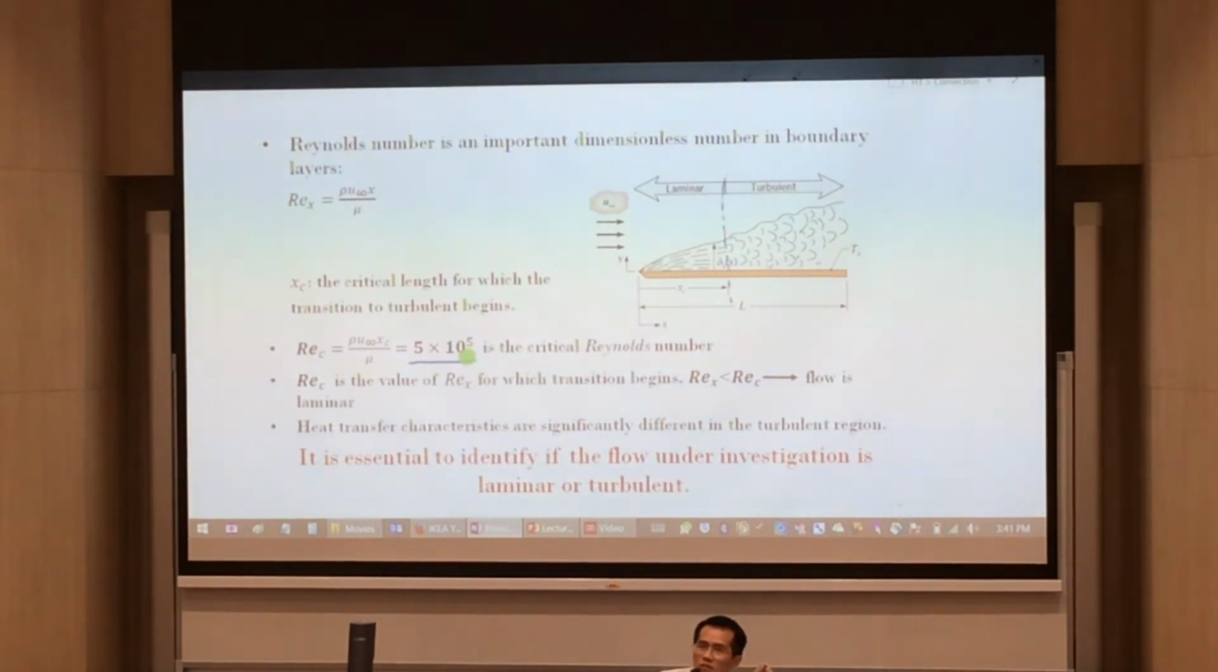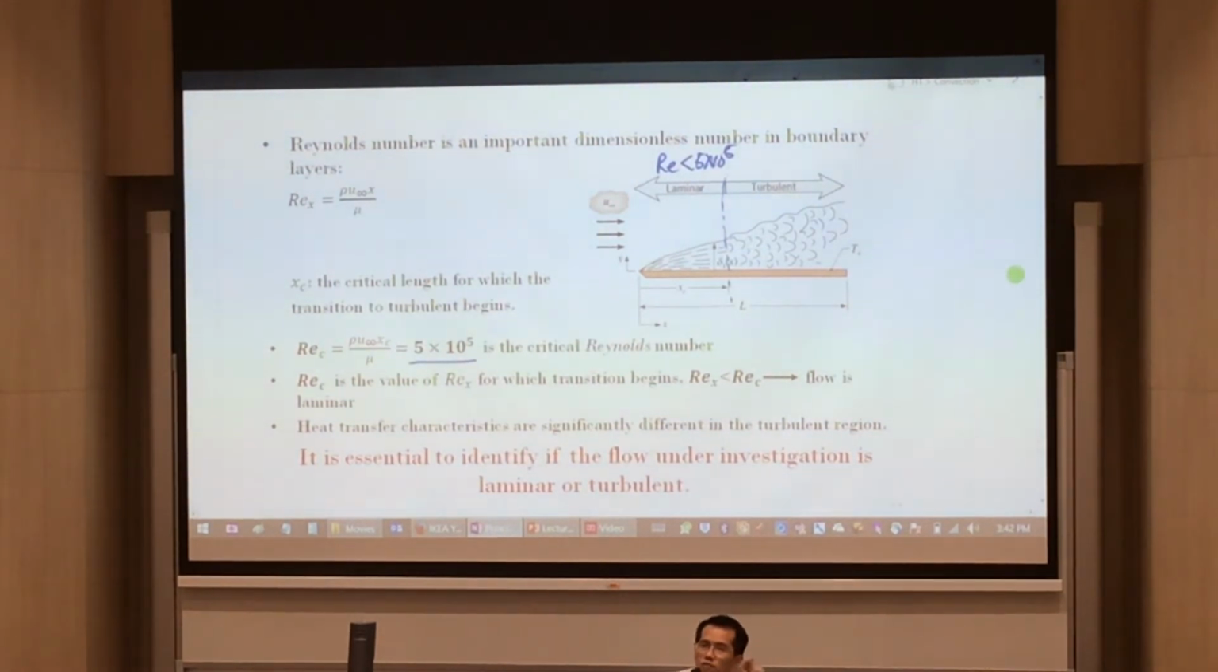Do you think there is units for Reynolds number? Reynolds number is a dimensionless number, so there's no unit. So 5 times 10 to the power 5, that is the number that tells you if the flow is in laminar or in turbulent. Because after this information, we're going to make use of that to do other calculations as well. So if Reynolds number is less than 5 times 10 to the power 5, that means it's in laminar region. If it's more than that, then it's in turbulent region.